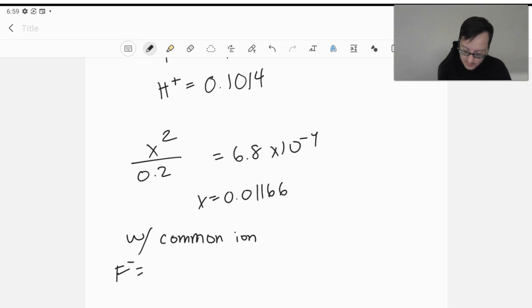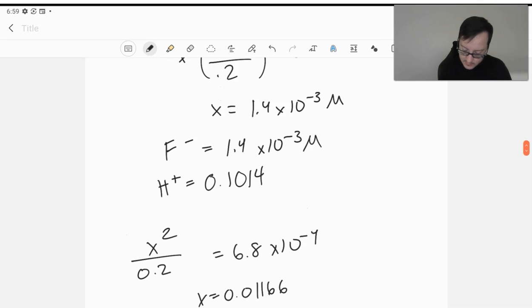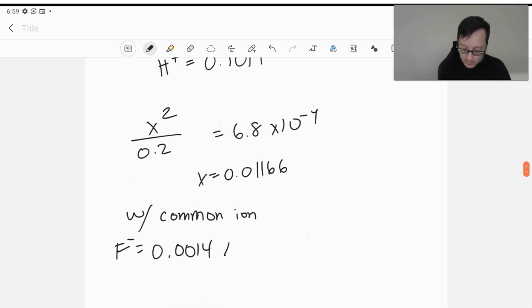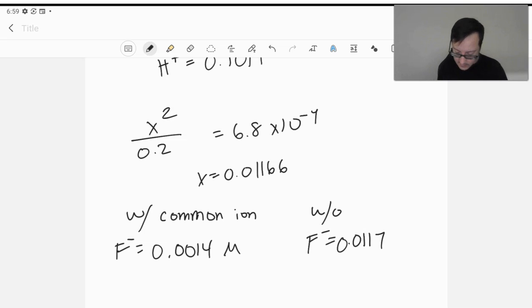Comparing with the common ion, the fluoride was 0.0014 molar. In the pure HF solution, the F minus is 0.0117, or whatever. We see it's 10 times as much without the common ion. So that's the common ion effect. It will suppress one of your equilibria from going to a farther extent. Again, essentially we're adding a product or a reactant in the way that Le Chatelier's principle works. Without it, we have much more fluoride than we do with the common ion.